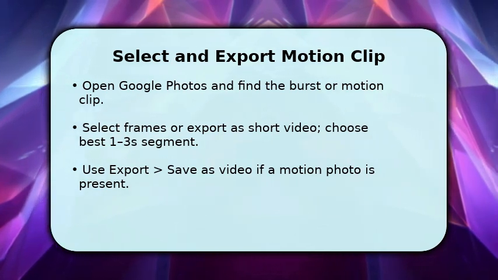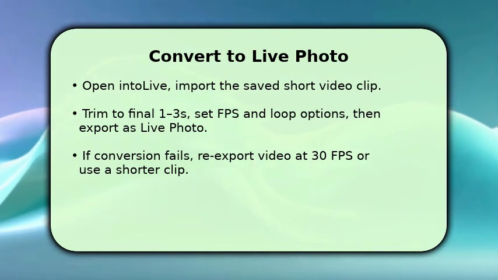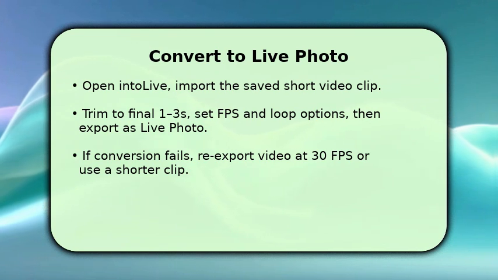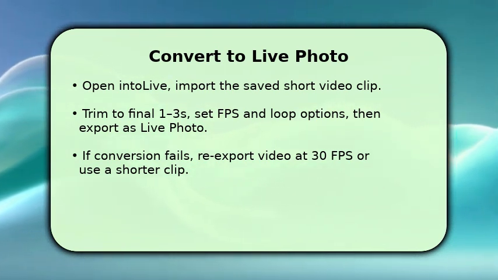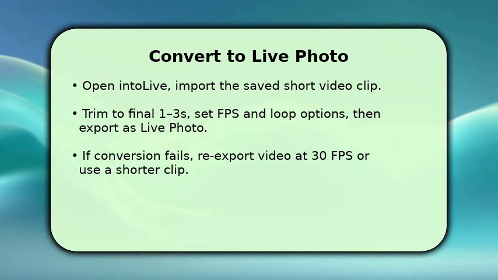Finally, open Into Live and import your saved short video. Into Live converts videos into iOS live photo format. Trim the clip to 1 to 3 seconds, set frame rate to 24-30 FPS for smooth playback, and export as a live photo. Save the result to your gallery. You can then share to iMessage or transfer to an iPhone.